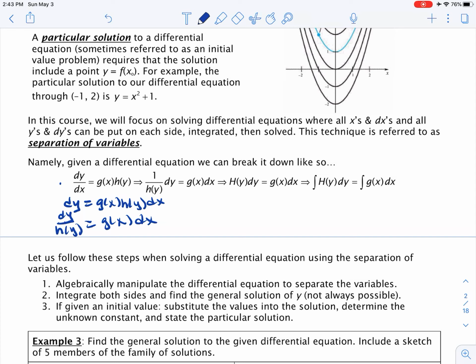And then our final step, in order to get to a solution to this differential equation, would be to integrate both sides. So after separating the variables, integrate both sides.